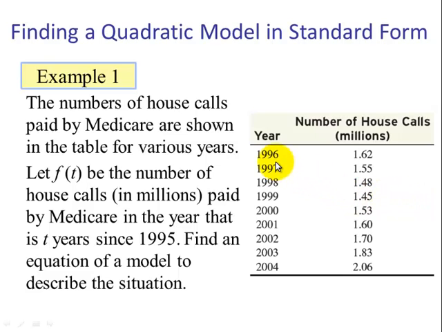Our first step is to compute the value of t and put that in list 1. So for 1996 this will be 1. For 1997, t will be 2. Then we put the number of house calls in list 2.